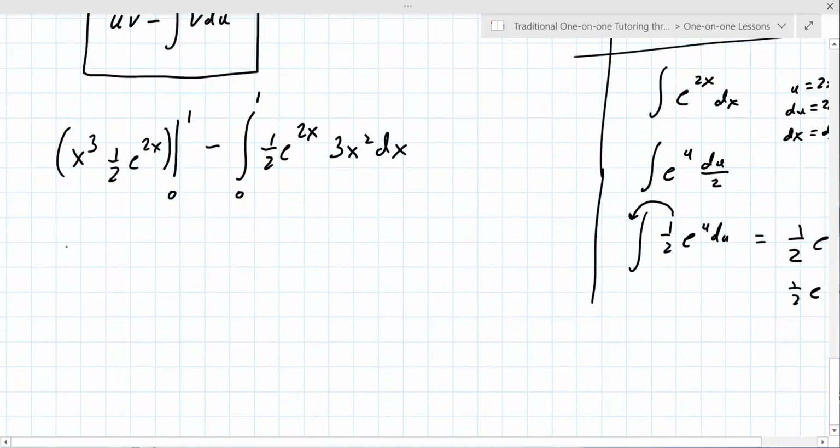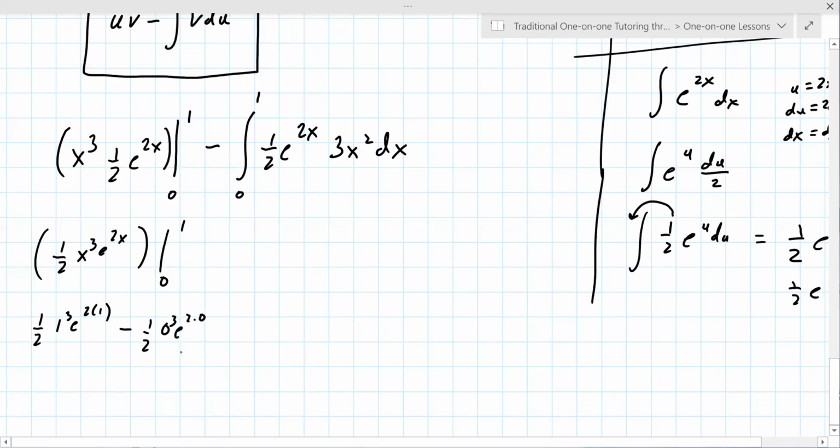Now on the left here, I'm just going to clean this up a little bit. It's 1/2 x cubed e to the 2x, and we're going to evaluate that from 0 to 1. We should do that right now because it's going to be distracting otherwise. So it's 1/2 1 cubed e to the 2 times 1 minus 1/2 0 cubed e to the 2 times 0. So do you see how this lower bound goes away? And it just becomes 1/2 e squared. Minus this integral, which this 3 goes with that. So it's 3/2 x squared e to the 2x dx from 0 to 1.